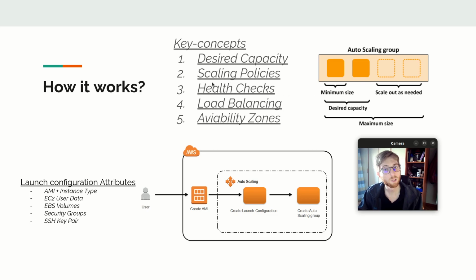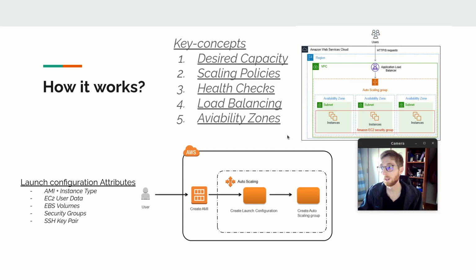Another key concept is health checks. Autoscaling groups notify and automatically scale. For example, when it sees through health checks that an instance is unhealthy, it replaces that instance with a healthy instance taken from where? From your launch configuration template.